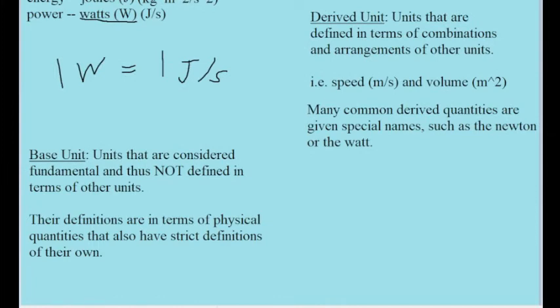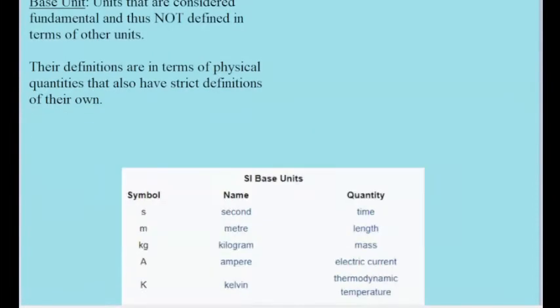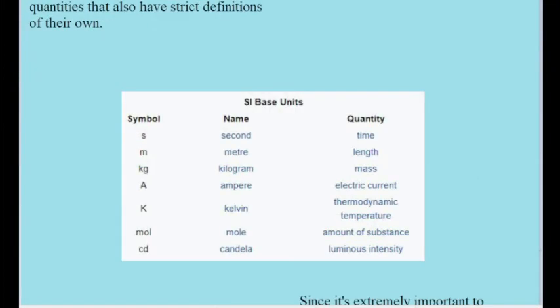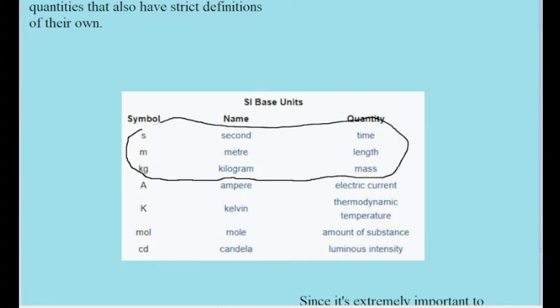Units such as meters and seconds are not derived from any other units because they're so fundamental that even their strictest definitions can only be decided by convention and what scientists decide would be most convenient. These quantities are known as base units, and there are currently only 7 of them in existence. I've listed them out here, but if this table seems overwhelming to you at first, don't worry. If you're brand new to physics or science, you can start by just focusing on these top 3 right here, the second, the meter, and the kilogram.